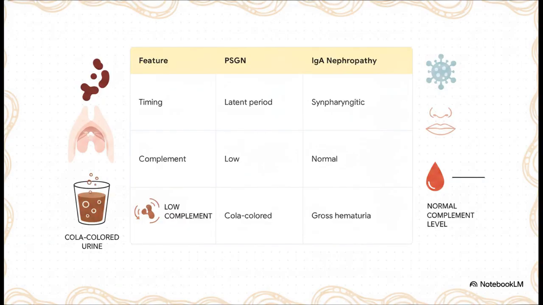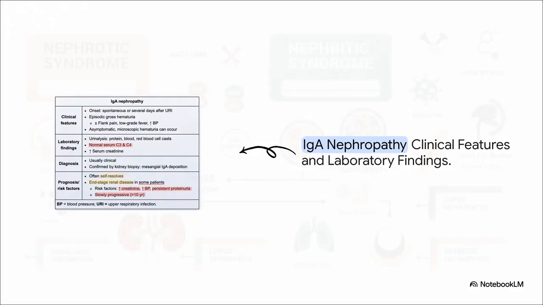Let's compare two high-yield causes. Post-streptococcal GN follows a distinct latent period after pharyngitis or impetigo. Patients present with cola-colored urine, edema, hypertension, and low complement. Contrast that with IgA nephropathy, which triggers synpharyngitic gross hematuria within just days of a URI or GI infection, with totally normal complement levels. If you see palpable purpura, abdominal pain, and arthralgias added to the mix, you're dealing with IgA vasculitis. While the episodic gross hematuria of IgA nephropathy often resolves on its own, some patients progress to end-stage renal disease over time. Because of that, close monitoring of blood pressure and creatinine is the required next step.